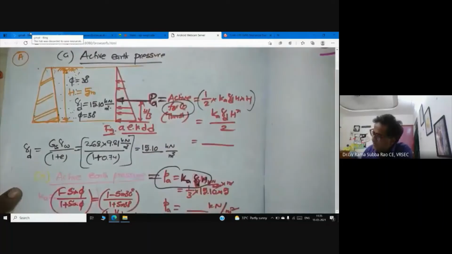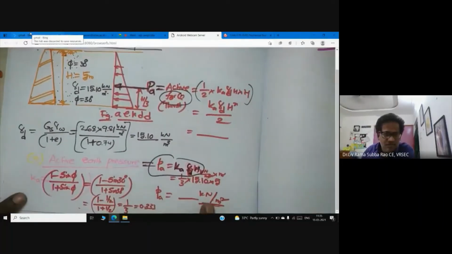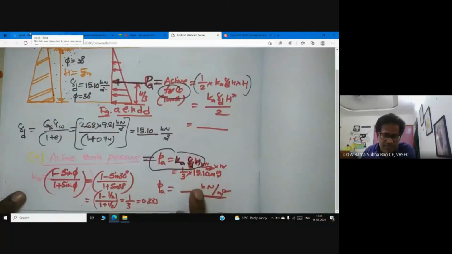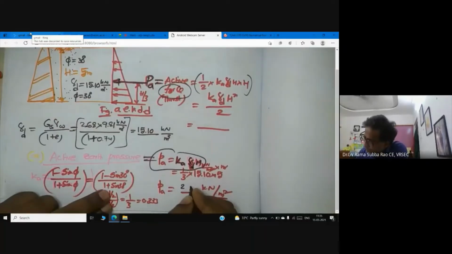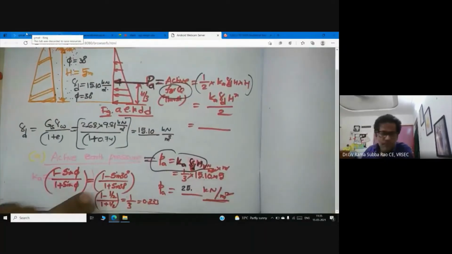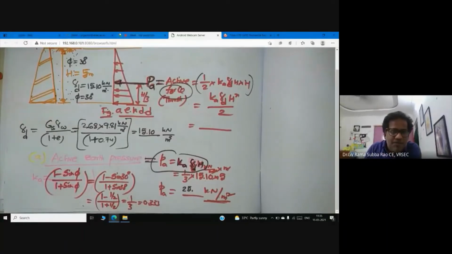So I have Ka. So what is the answer now? I think I can manage it without a calculator. 1/3 of 15 is 5, 5 into 5, it is nearly, I can say, 25. So what is the answer now for PA?